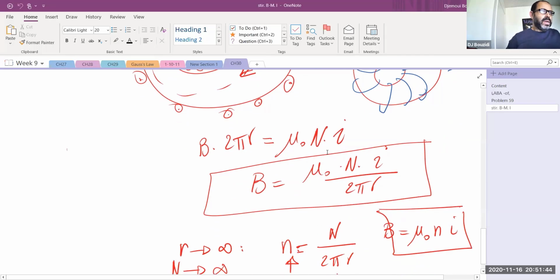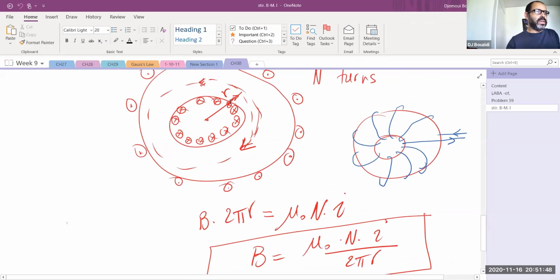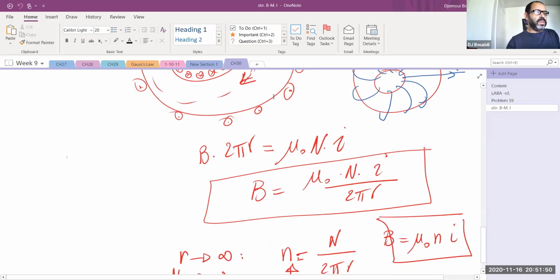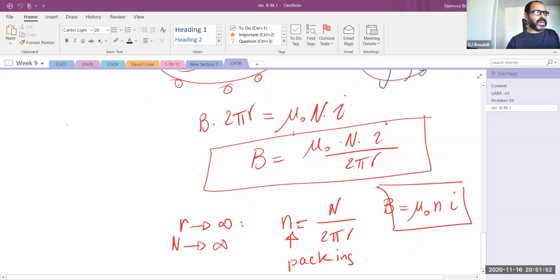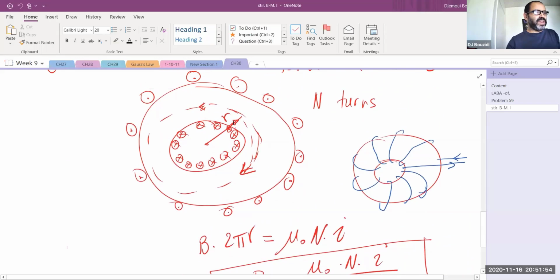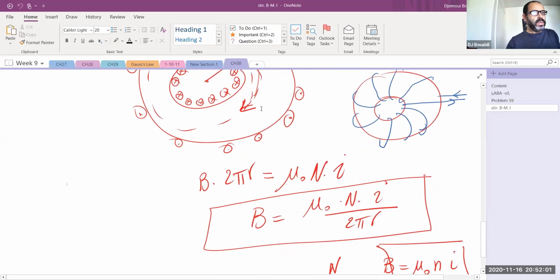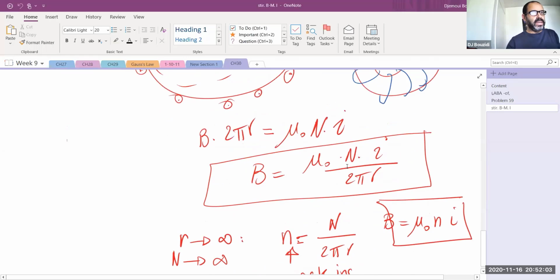But again, as long as you're concerned about the center, you can use the average value between the inner radius and the outer radius. So that is basically the expression for the magnetic field. In other words, when you are very close to the inner radius, the magnetic field is stronger than when you move further away from it, okay? So this is an interesting result.